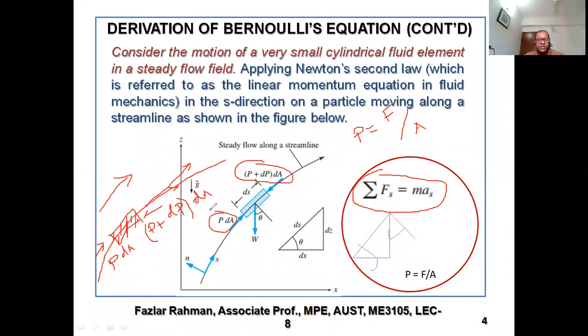Now, you see right now only two forces are working in the fluid: the pressure forces. And obviously, this fluid element has weight, right? That weight, W, is working downward. Now, how can we figure out the weight of the fluid?